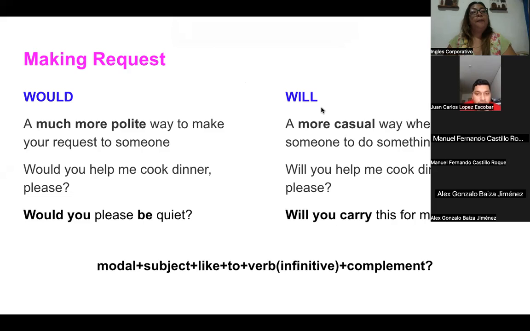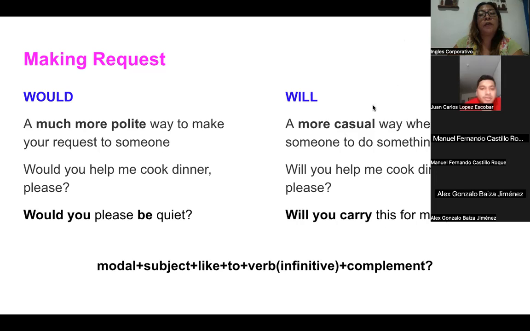practicaron la pronunciación, ¿verdad? Okay. Would, it's a much more polite way to make your request. If, for example, if you don't know very much the person, you have to use would, okay? And will, by the other way, is more casual, okay? It's a more casual way when requesting someone to do something.